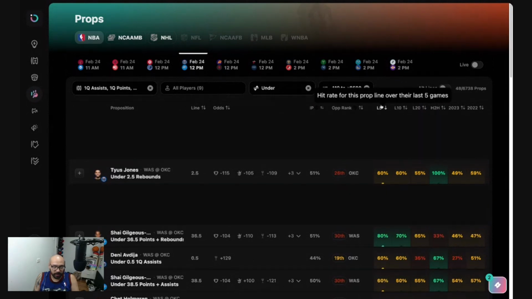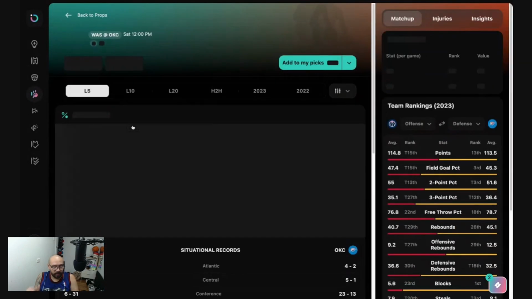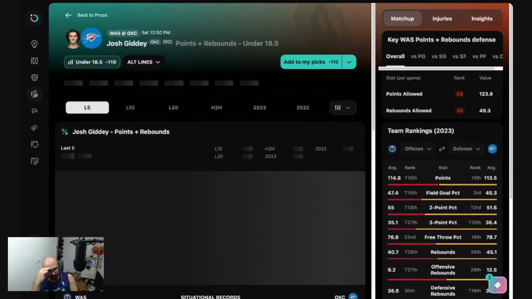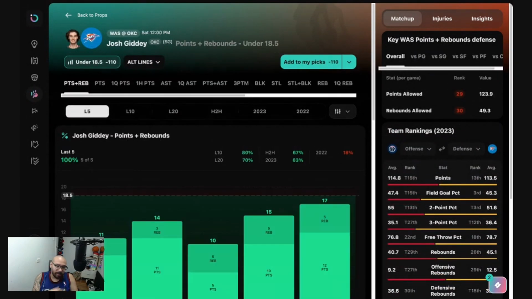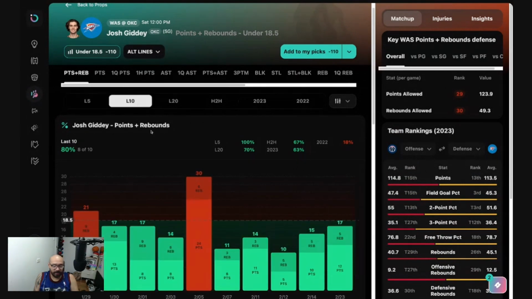But if we check just the unders, let's check the unders, right? So we see a lot of green on these. So the 2 players that scream out to me here is Josh Giddey's one. Let's go, Australia. And SGA rebounds and assists is another. So let's check out Josh Giddey. 18.5 points and rebounds. So he's gone under this in 5 consecutive games. He's gone under in 8 out of his last 10, right?